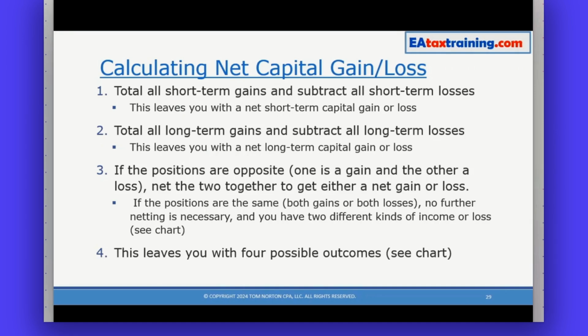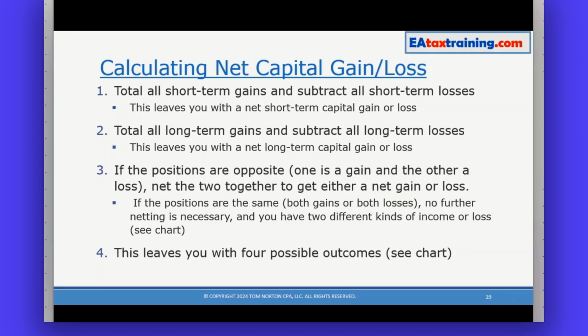Second step is you take all your long-term gains and subtract all your long-term losses. This leaves you with a net long-term capital gain or loss. If those positions are opposite, in other words, one of them is a gain and the other one is a loss, then you net the two together to get a net gain or a net loss. If the positions are the same, they're both gains or they're both losses, then you don't need to do any further netting. Then you've got two different kinds of income or loss. There's a chart you're going to see on the next slide that'll lay this out.